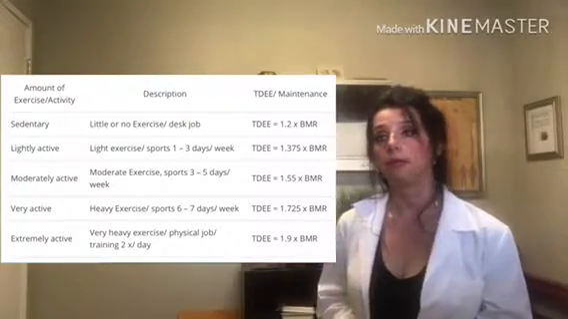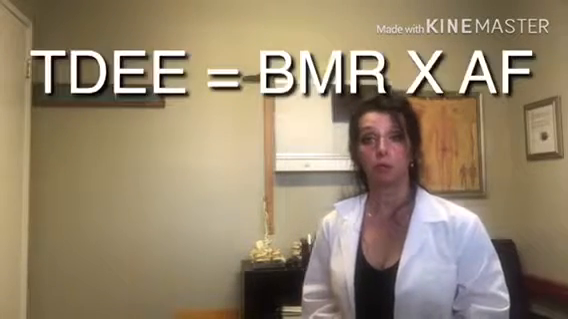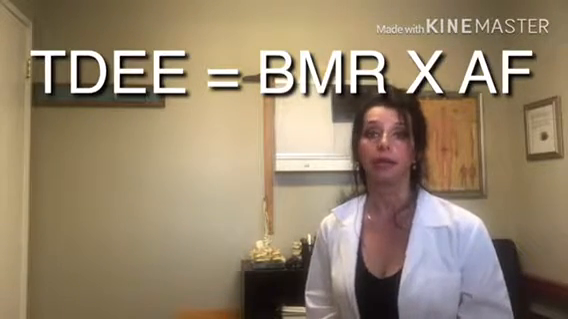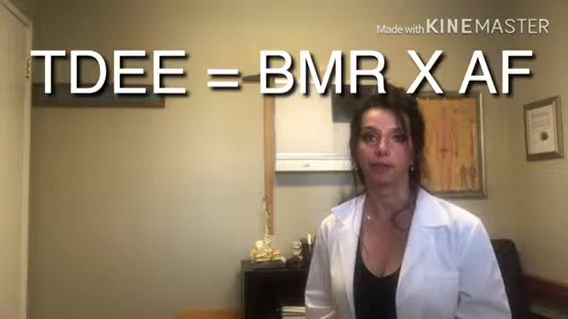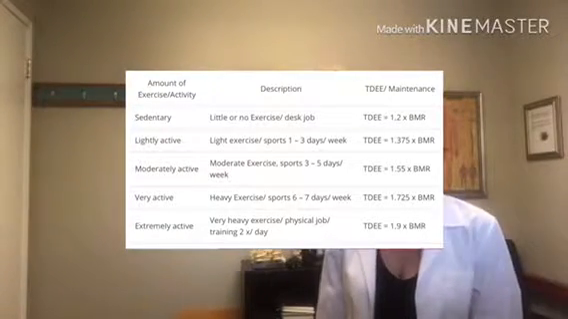All right, so obviously we have to account for the activity, and we do that by multiplying with an activity factor, depending on what activity bracket you fall into. So your total daily energy expenditure will equal your basal metabolic rate times an activity factor. All right, and I'm going to put up the diagram here so you guys are going to see the different categories of activity factors that you can fall into.